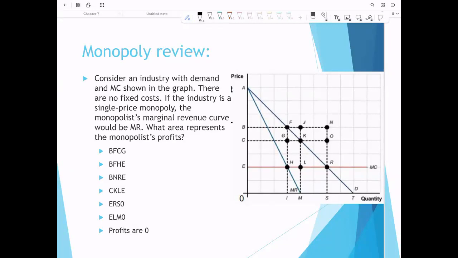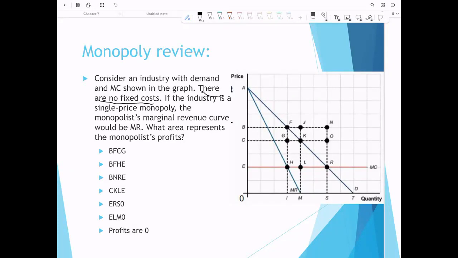Okay, so we have a demand curve and a marginal cost curve shown in the graph. There are no fixed costs. That's a little bit of a weird statement, so I'm going to underline it because I don't know what that means exactly right now, but it's clearly something that's in here. If the industry is a single price monopoly, the book uses that term, I haven't used it much in lecture, but that just means monopoly, for the most part, how we're thinking about it.